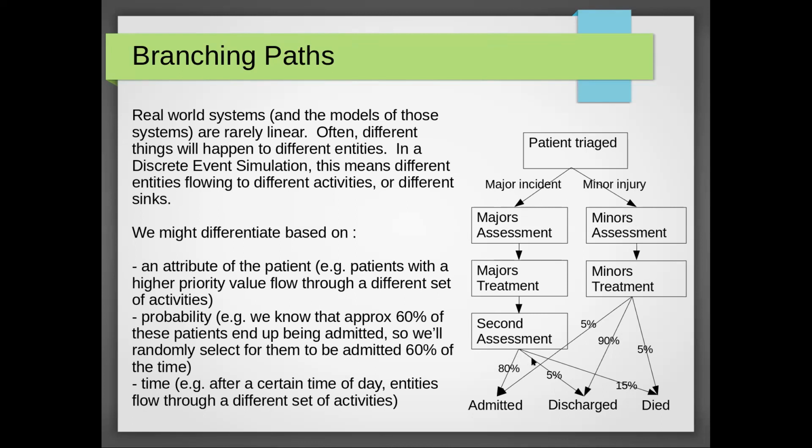And depending on luck and what's happened before, we might say, well, 80% of patients after the second assessment in the major incident path are admitted. So when a patient gets down here, we essentially roll the dice, and there's an 80% chance that they will be admitted, a 5% chance they'll be discharged, a 15% chance they'll die. And so we can use that to emulate the different likelihoods of different branches happening.